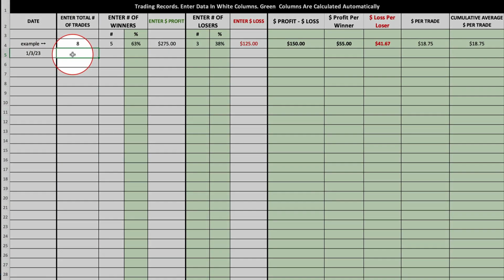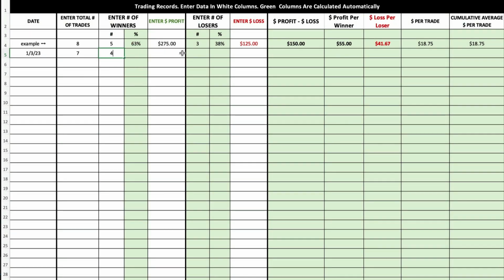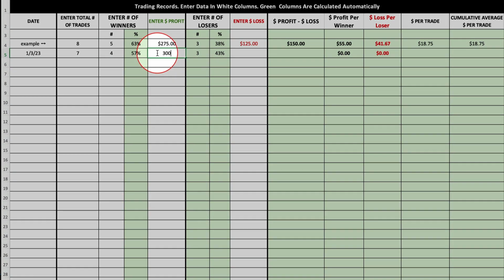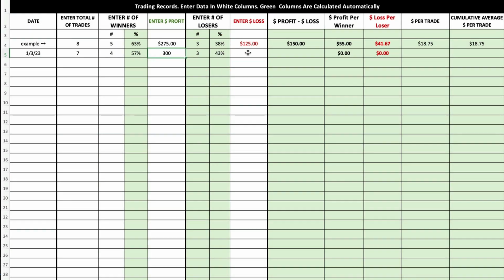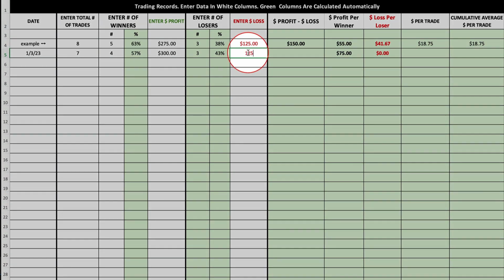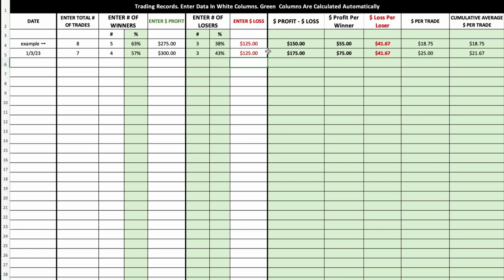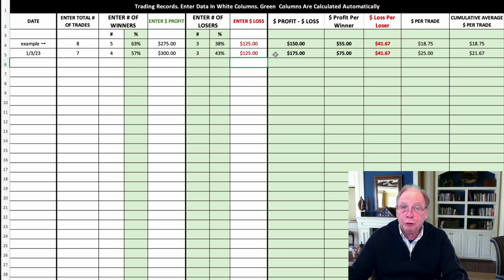We enter the date. Let's say we make 7 trades, and 4 of them are winners, and on those 4 winners, I earn $300. The percentage of winners and the number of losers and the percentage of losers are calculated automatically. I also enter the amount of money I lost on my 3 losers. I lost $125, okay? So entering that, the spreadsheet automatically calculates the other metrics in order to automate the entire process. Everything on this sheet is what you need and what will tell you whether or not you can become a consistent trader and will help you improve your metrics.